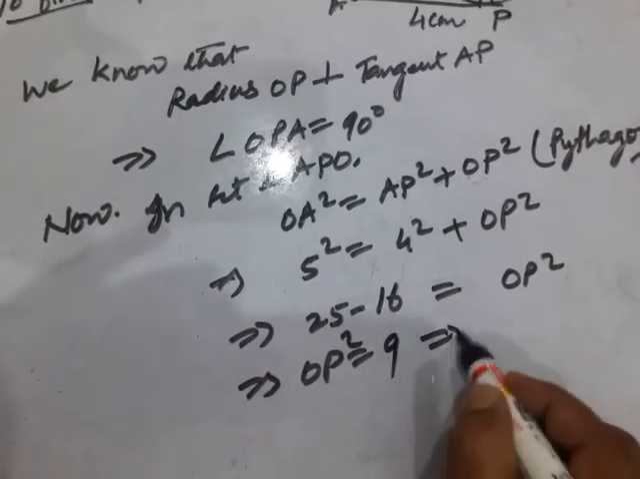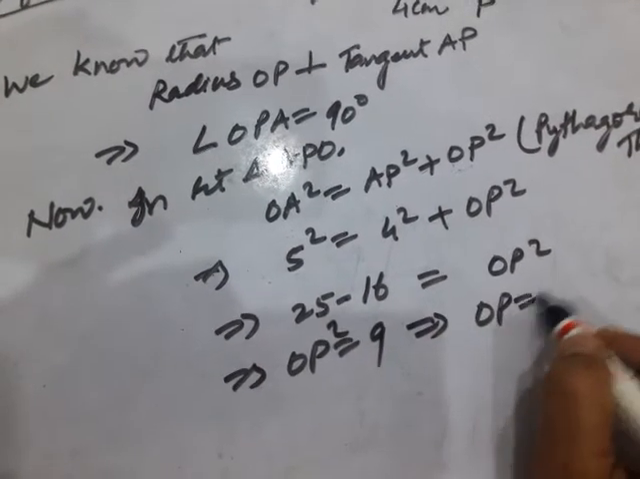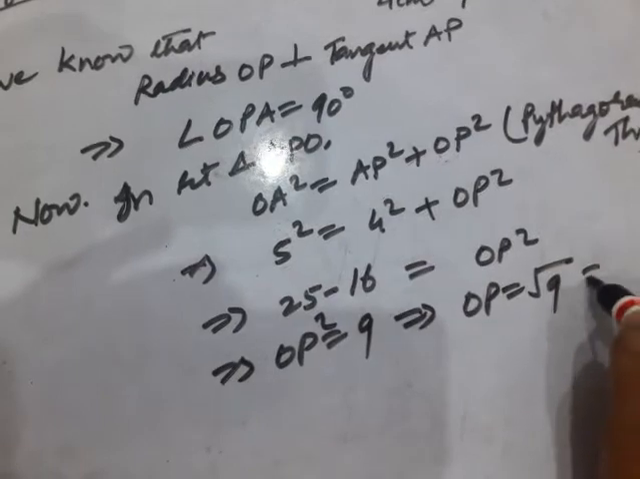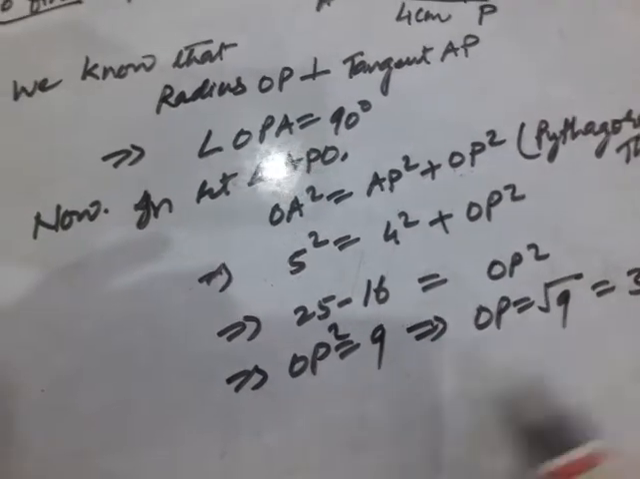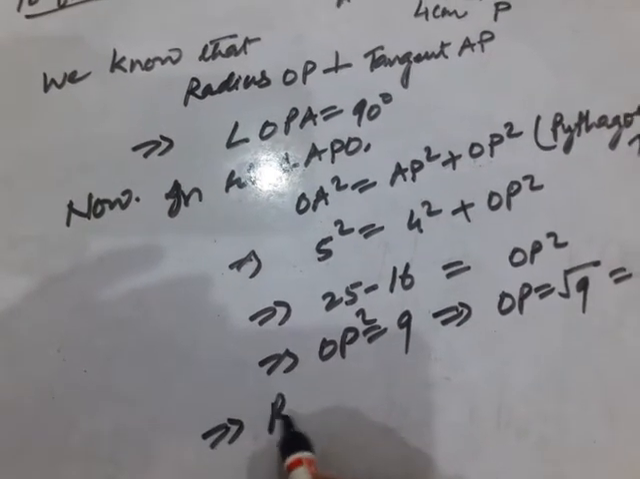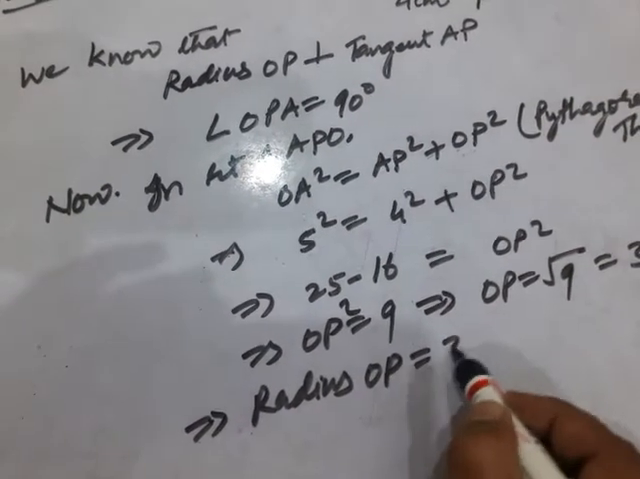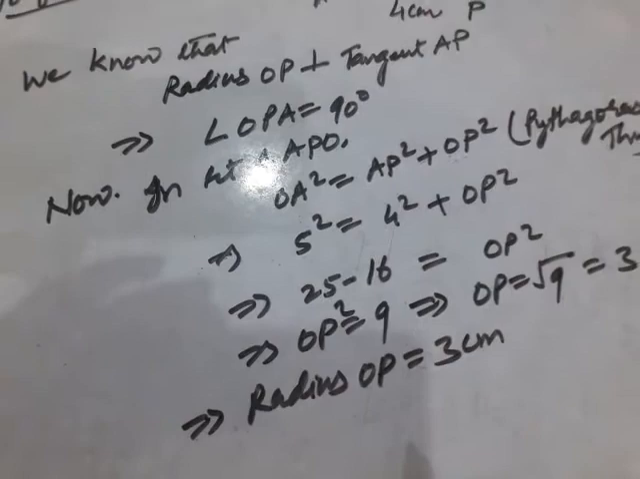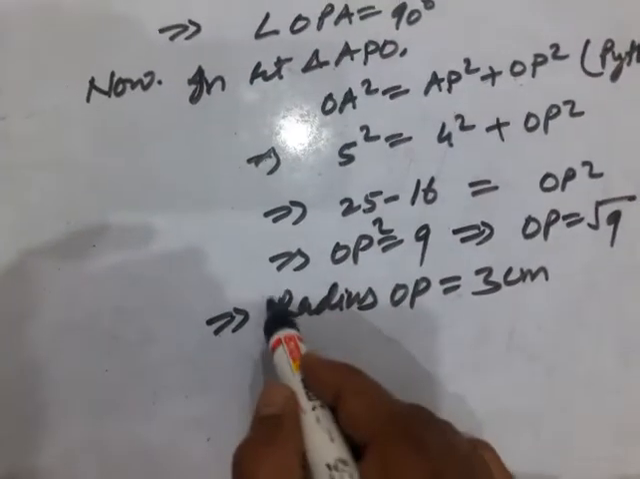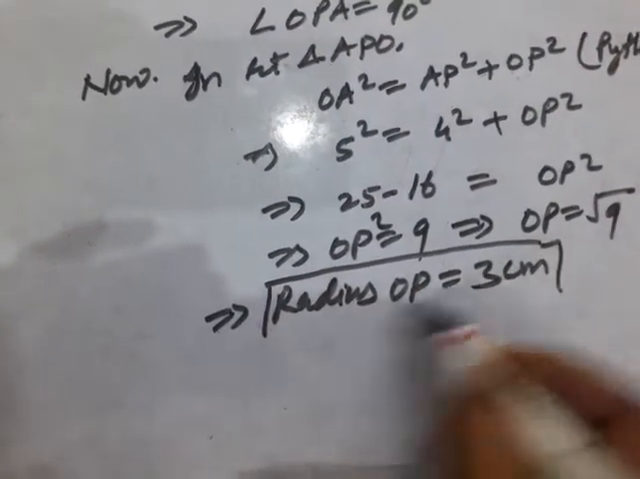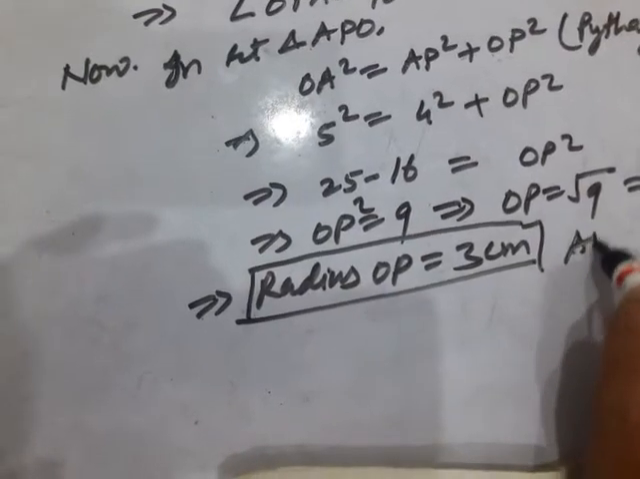Okay, children, this implies that OP = √9, and that is equal to 3 centimeter. Right? So the radius OP equals 3 centimeter, and that is what we require. Okay, children, so this is your answer: radius OP equals 3 centimeter.